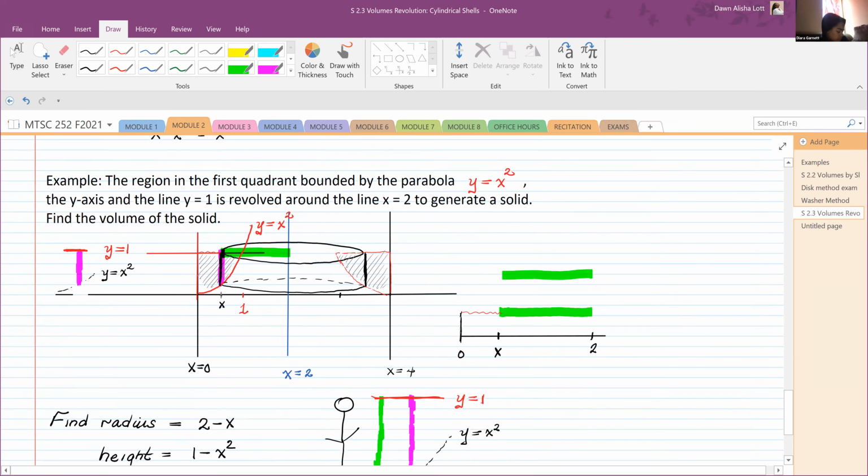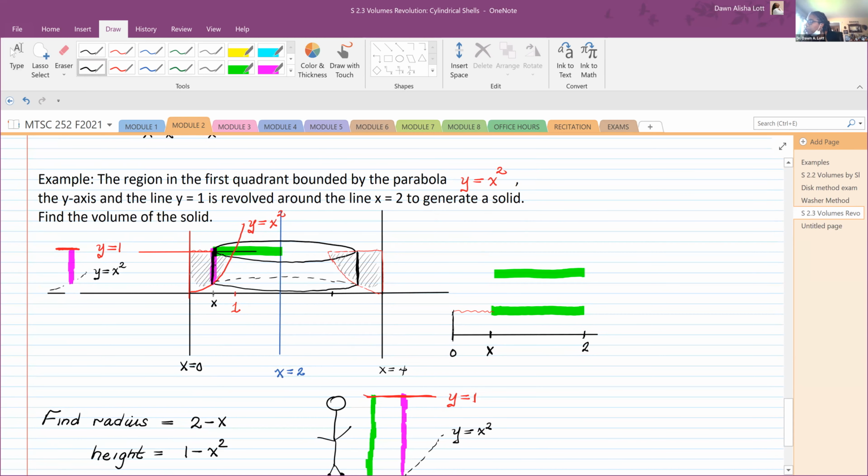Where do you get 0 from? This black line can go as far left as x equals 0 and still be inside the region. And then it can go as far right as 1 and still be inside the region. Yes? Gotcha.